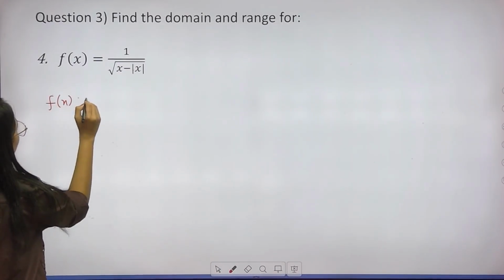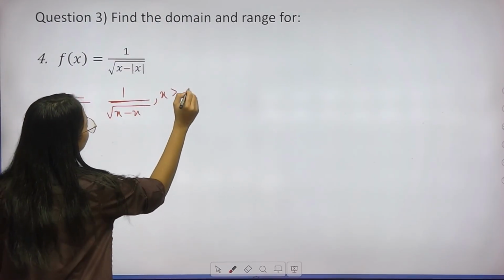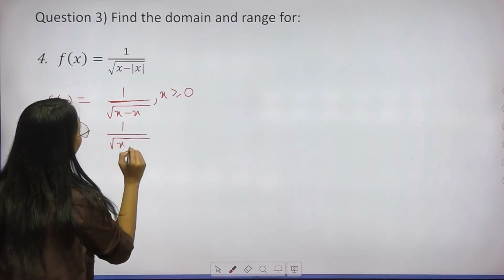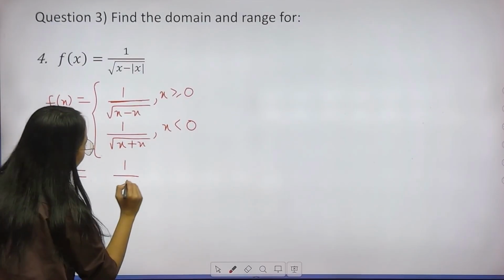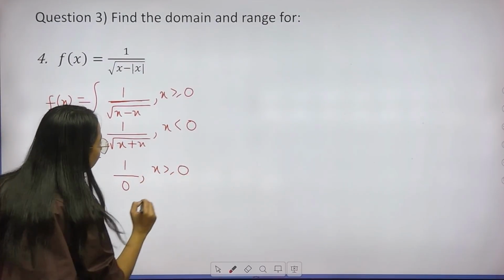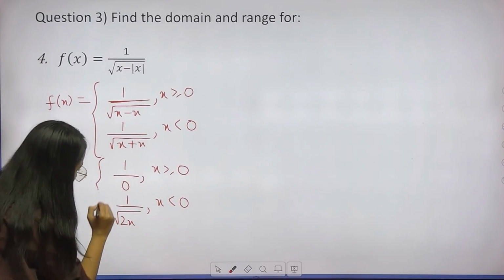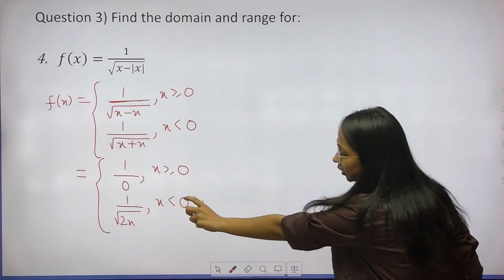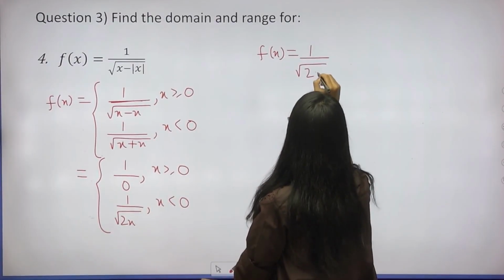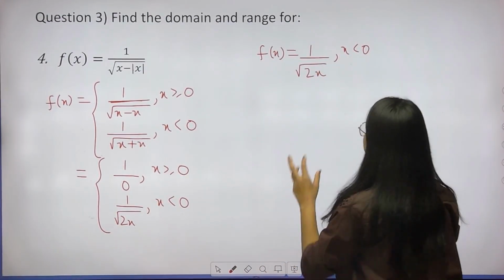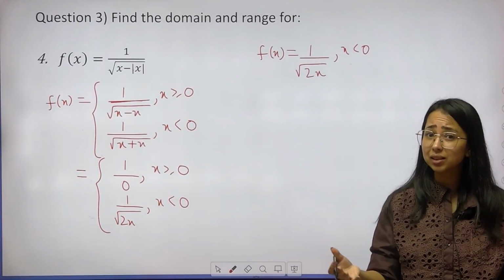We have f of x equal to 1 over under root of x minus x for x greater than or equal to 0, and 1 over under root of x plus x for x less than 0. Further, we have 1 over 0 for x greater than or equal to 0 and 1 over under root of 2x for x less than 0. Now clearly look at this: only f of x equal to 1 over under root of 2x when x is less than 0. Is this a possible value? Think carefully.